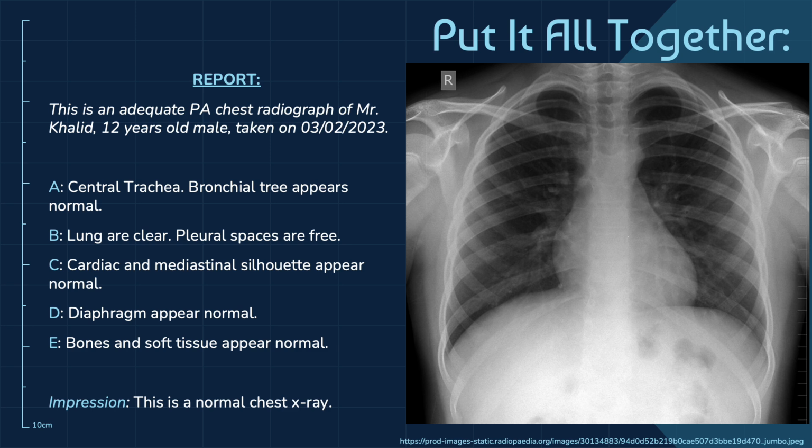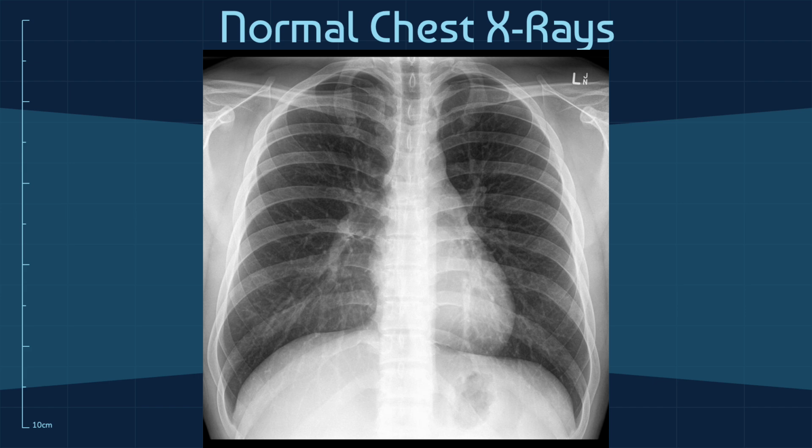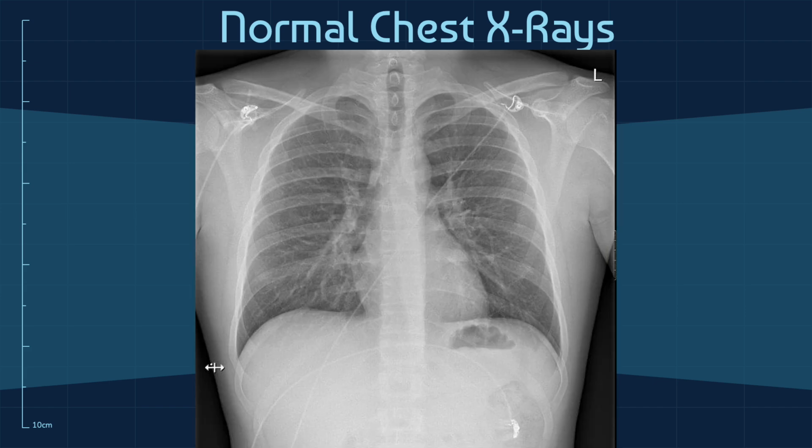You go through A, airway, we're looking at the trachea, you make sure the trachea is central, the bronchial trees are appearing normal. B is breathing, we're looking at the lungs are clear in all zones, the pleural spaces are free. C, we're looking at the heart, the cardiac and mediastinal silhouettes appear normal, there's no cardiomegaly. You're looking at the diaphragms, diaphragms also appear normal in this patient. And then E, we're looking at bones and soft tissues and lines and devices, and they all appear normal or not available. So your impression at the end of all this, the summary of it all, is that this is a normal chest x-ray.